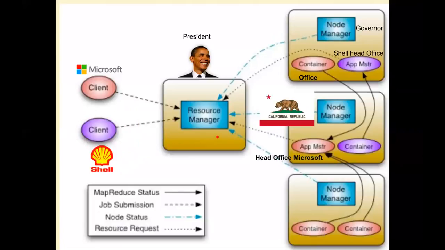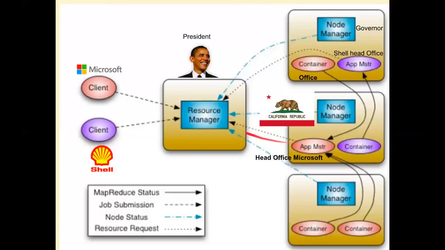So the resource manager, the president, will tell Microsoft, before coming to my country, you need to establish a head office. We need to create your first office. We call it the head office. So for Microsoft, this is the head office. We call that the application master. Same is the case with YARN. So we have these head offices, and head offices are the single entry points for the rest of the process. Now further, on behalf of Microsoft, the head office will behave, right?